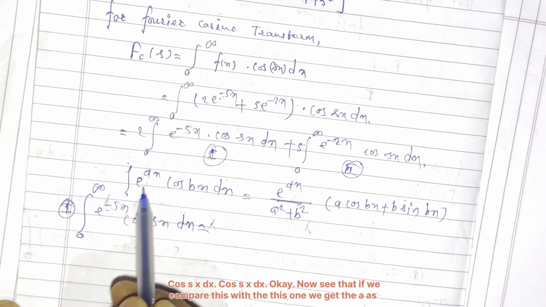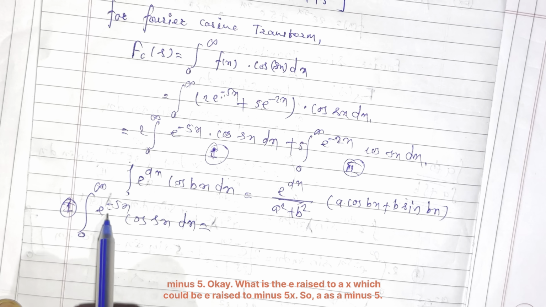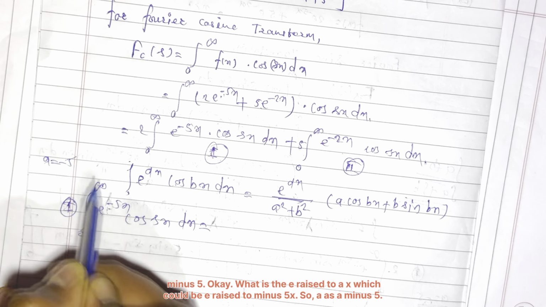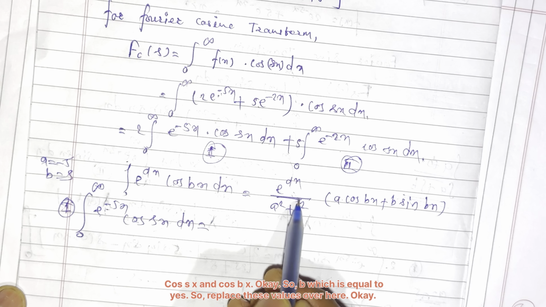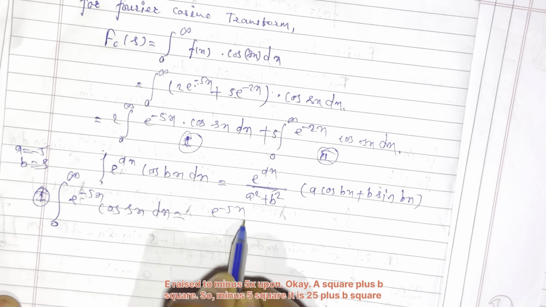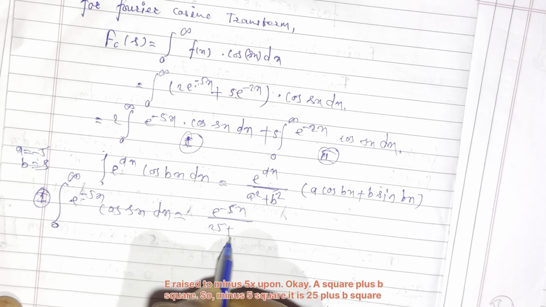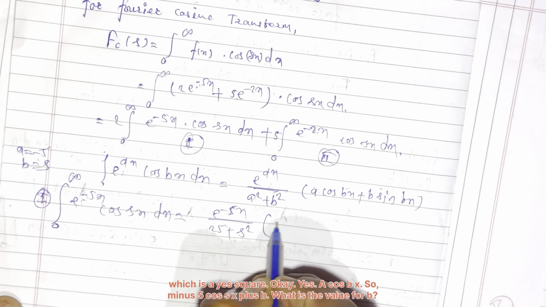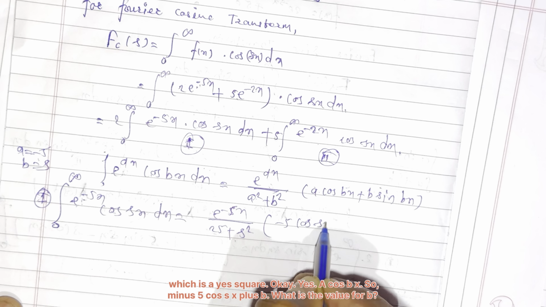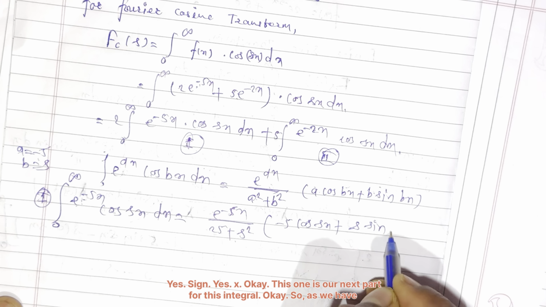Now if we compare this with the standard result, we get a as minus 5, since e^(ax) equals e^(-5x). And cos(bx) is cos(sx), so b is equal to s. Replace these values: e^(-5x) upon a square plus b square, so minus 5 square is 25, plus s square, multiplied by (a cos bx plus b sin bx), that is minus 5 cos(sx) plus s sin(sx). This is our result for this integral.